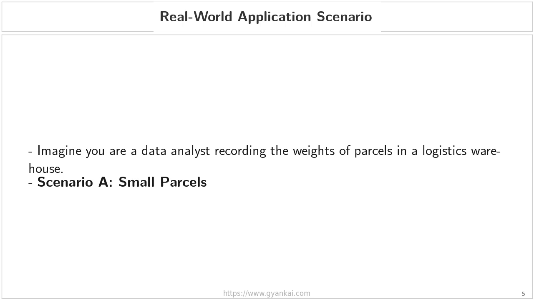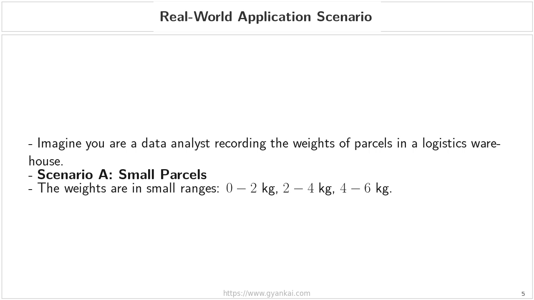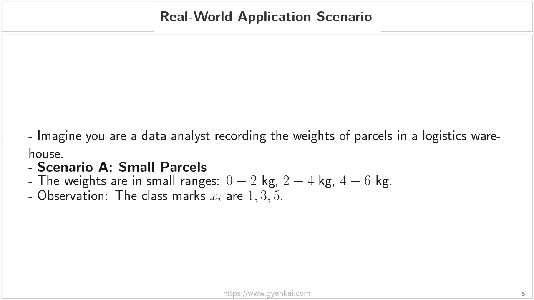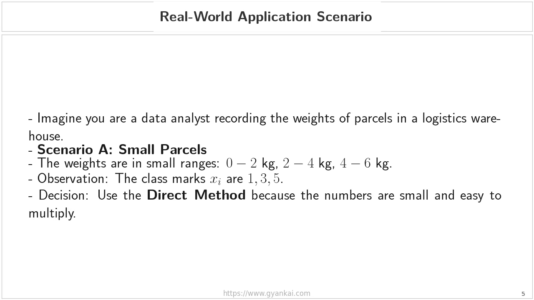Let's look at our first scenario, which we'll call Scenario A, involving small parcels. In this case, the weights are quite light, falling into small ranges: 0 to 2 kilograms, 2 to 4 kilograms, and 4 to 6 kilograms. If we look closely at our observations, the class marks, which we denote as x sub i, are simply 1, 3, and 5.